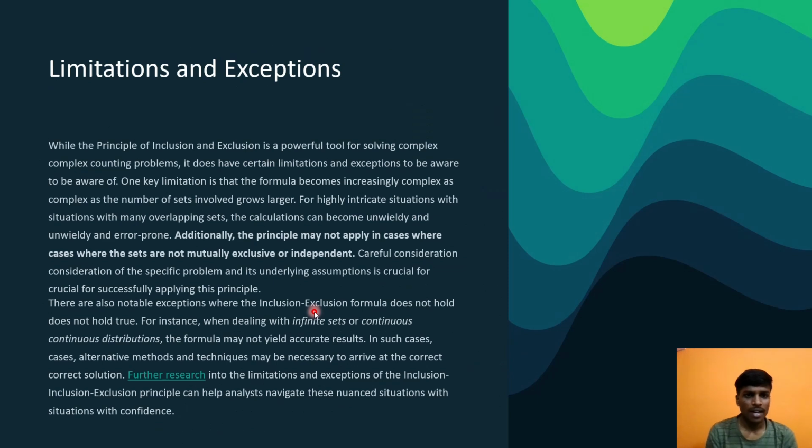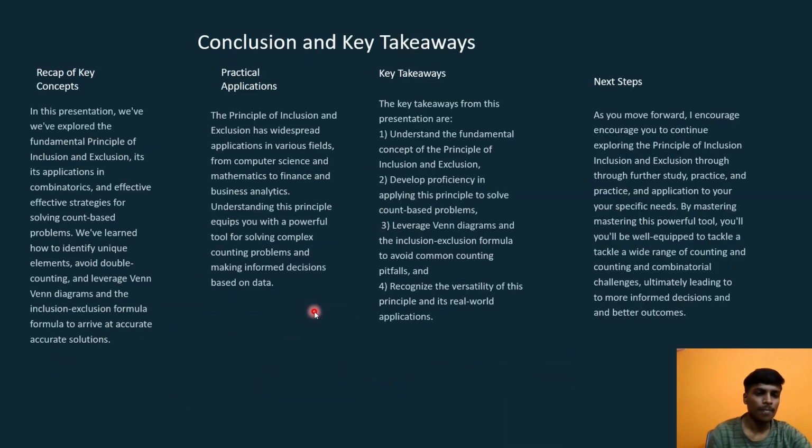Limitations and exceptions. One key limitation is that the formula becomes increasingly complex as the number of sets involved grows larger. In highly interconnected situations with many overlapping sets, the calculations can become unwieldy and error-prone. Additionally, the principle may not apply in cases where the sets are not mutually exclusive or independent, etc.